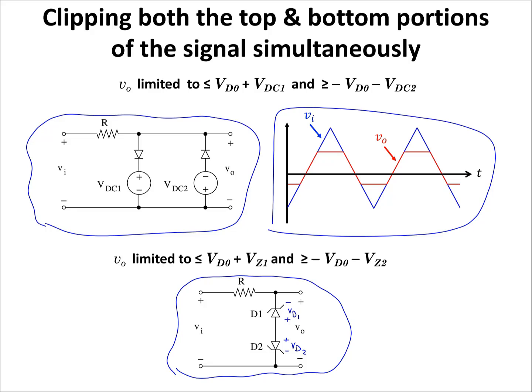In summary, today we looked at clipper or limiter circuits. These are waveform shaping circuits using diodes. We looked at clipper circuits that would cut the top portion of the input signal, or cut the bottom portion of the input signal, or cut both top and bottom portions of Vi simultaneously. We also looked at the circuit configurations that are used to adjust the limiting voltage level in the clipper circuits.